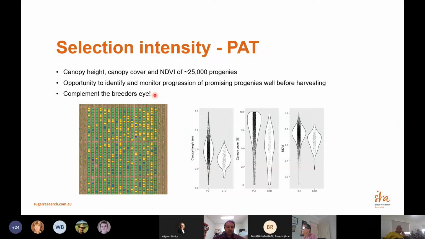And in general, they just provide another layer of data. So a breeder at the end of 12 months can have a look at the plant, and he can also look at his tablet and see how the crop looked at the 3 or 6 month stage. And that would enable better decisions in selecting the progenies from a plant.